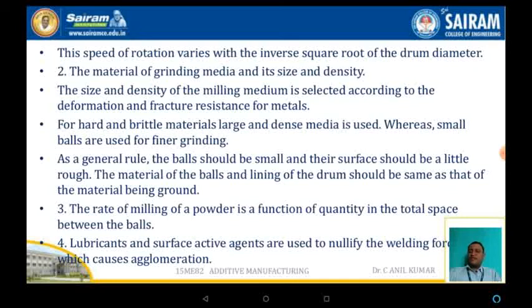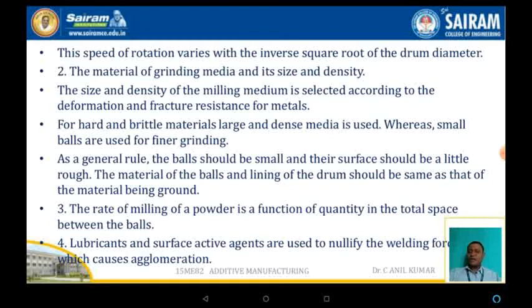This speed of rotation varies with the inverse square root of the drum diameter, the material of the grinding media, and its size and density. The size and density of the milling medium is selected according to the deformation and fracture resistance of the material, especially metals or alloys. The size and density depend upon the type of material we are using.